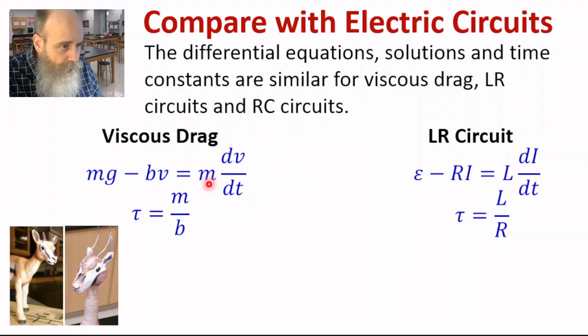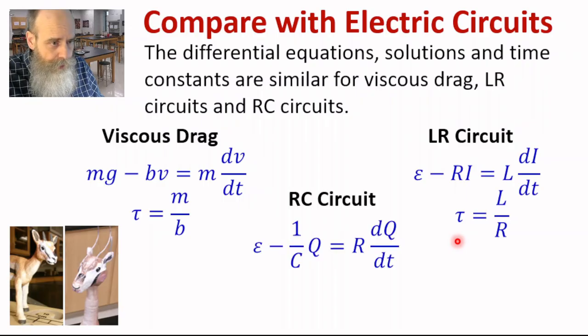So for viscous drag, we took the coefficient of dv by dt and divided by the negative of the coefficient of v, so m over b. And here, the coefficient of dv by dt divided by the negative of the coefficient of I, so L over R. And also, we have the RC circuits. This is our equation. Now we want to find Q, charge, as a function of time. And E, C, and R are all constants. What do you think the time constant will be for the RC circuit?